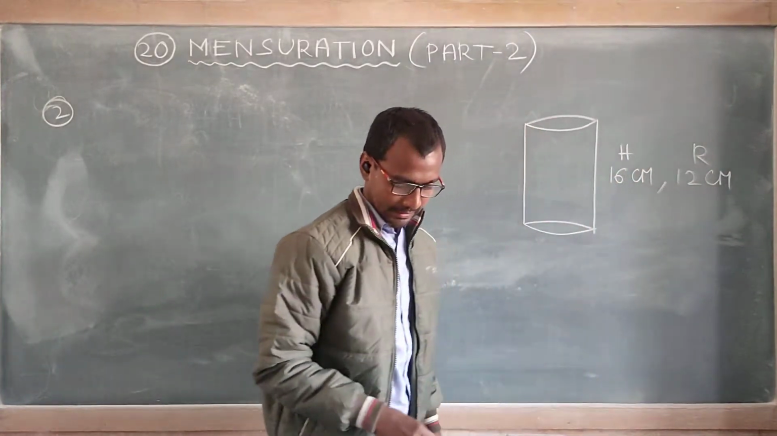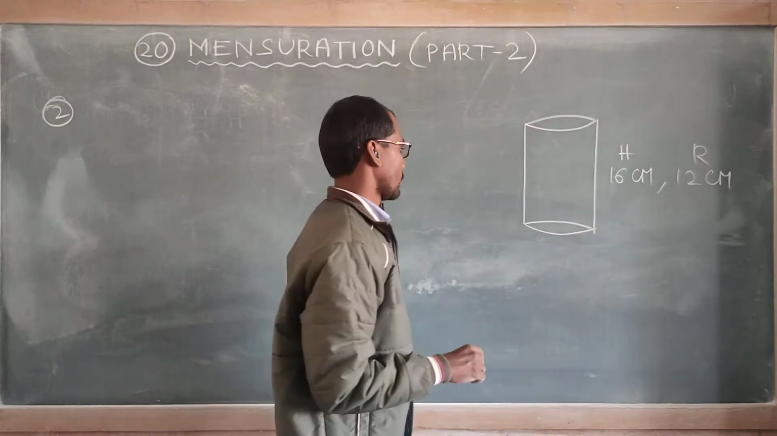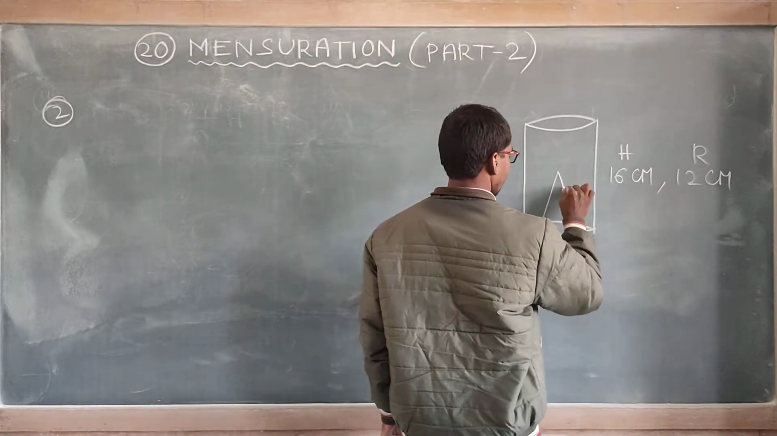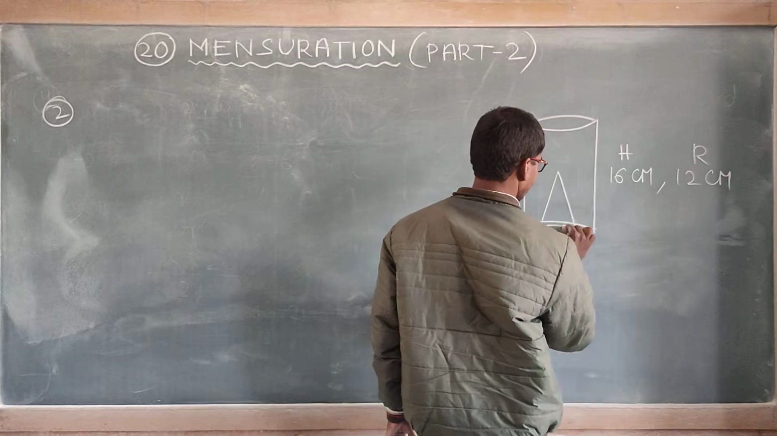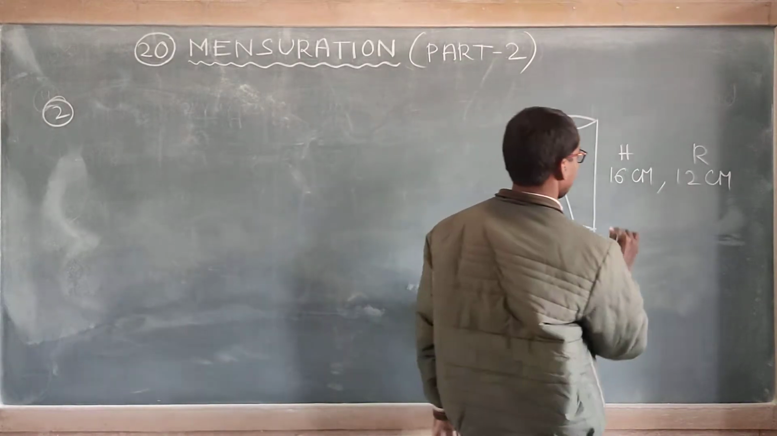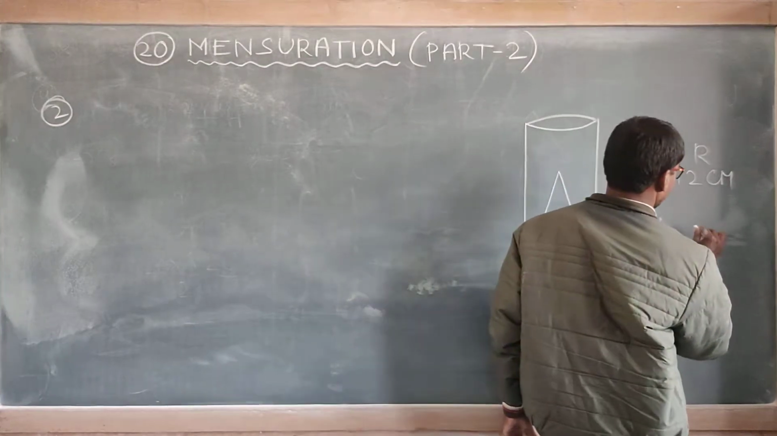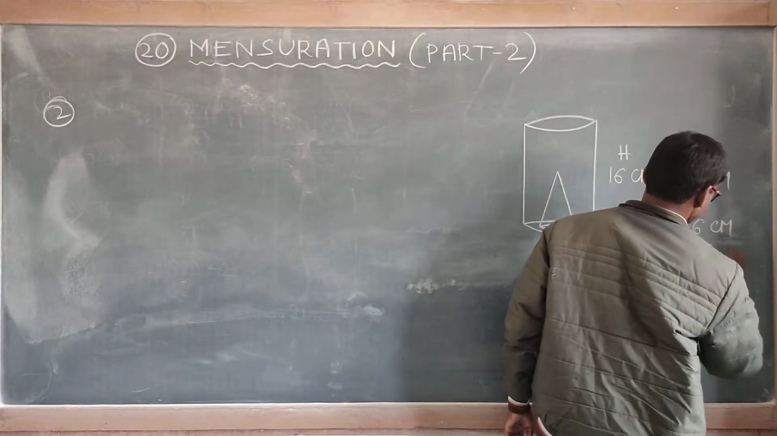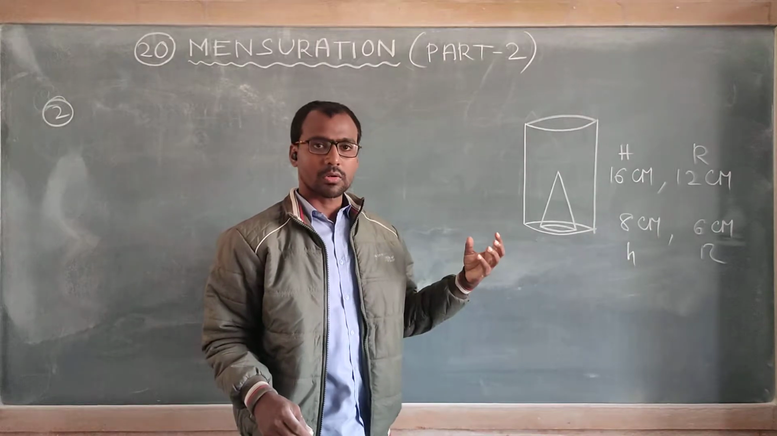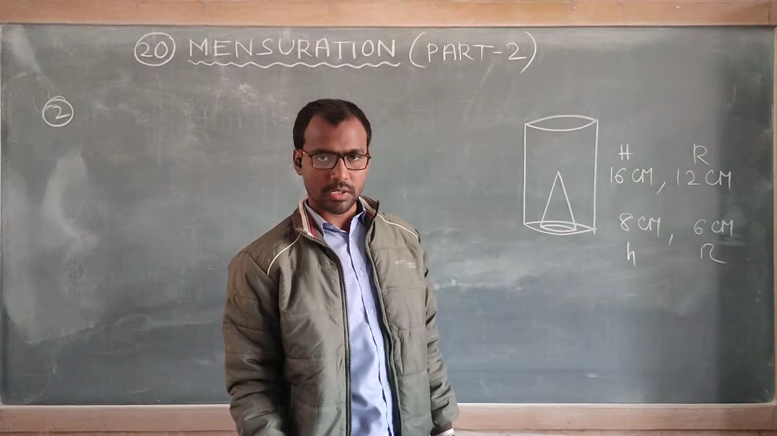Then a conical cavity of height 8 cm. This is the conical cavity. Its height is 8 cm, radius is 6 cm. This is cut out of the cylinder. We have to find the volume and total surface area of the remaining solid.